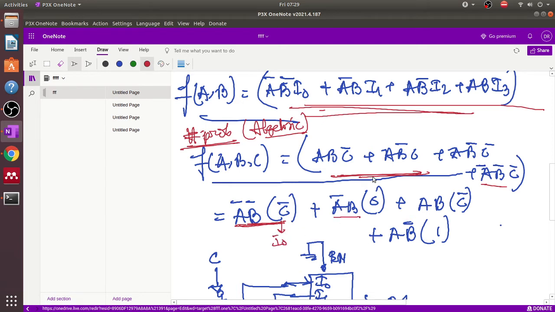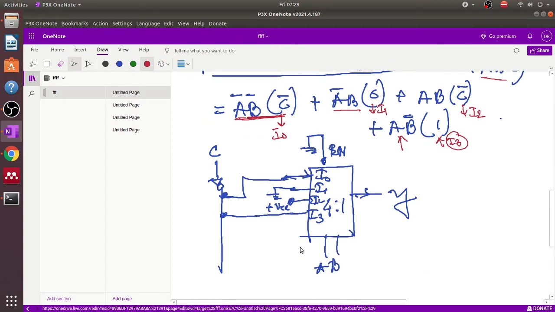Next A bar B. For A bar B there is no term, that means I1 is equal to 0. Then we select AB, that is C bar, that means it is for I2. And for A B bar there is C plus C bar, that is 1. So this is applied to I3.